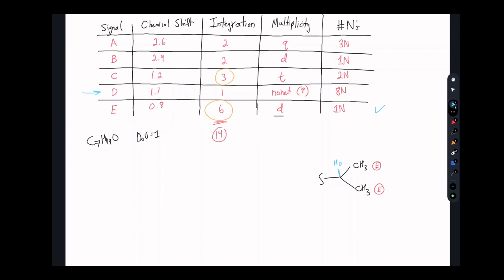Excellent. So now that we figured out signal D, we could move on, but let's just move to signal D, now that we kind of know where it's located. One thing we know about signal D, other than its integration, is that it has a total of 8 neighbors. And as of right now, it only has 6. That means that whatever's connected here must have 2 neighbors.